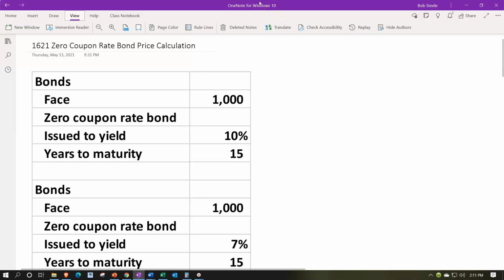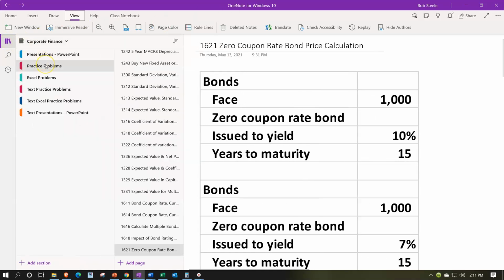If you have access to OneNote and would like to follow along, you're not required to, but if you would like to, we're in the icon on the left-hand side. We're in the Practice Problems tab, then down in the 1621 Zero Coupon Rate Bond Price Calculation tab.